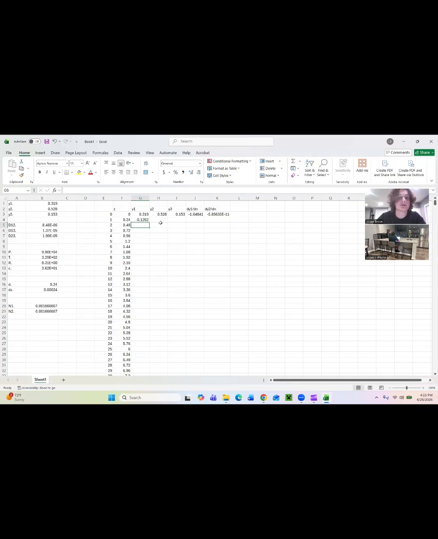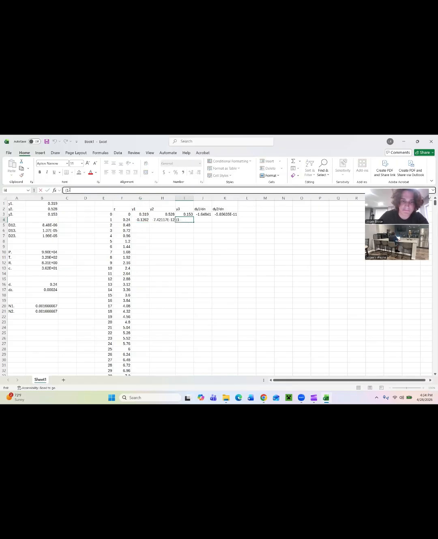And so we then do the same thing here, right? So that equals Y2 times our step times our dy2 this time, right? And then for the y3, it is just 1 minus these two values.